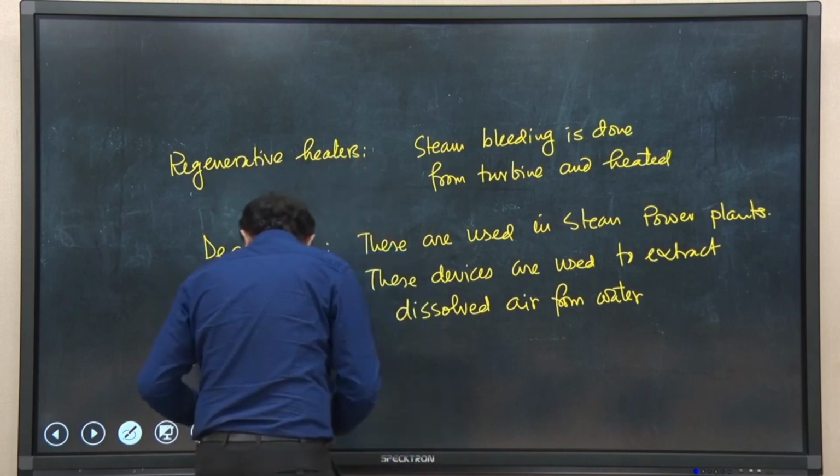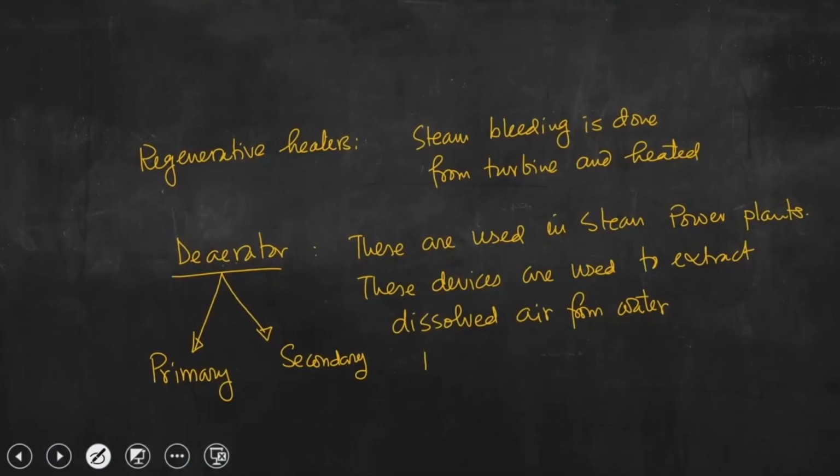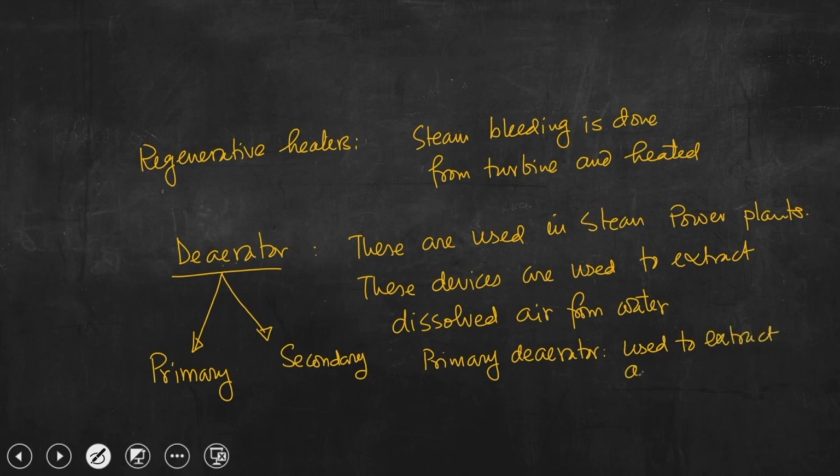So, basically primary deaerators are used in the condenser. The primary deaerator is used to remove air, used to extract air dissolved in steam in the condenser, right.